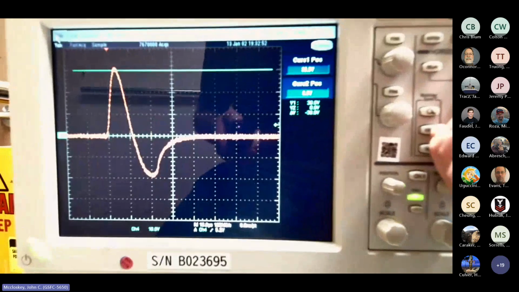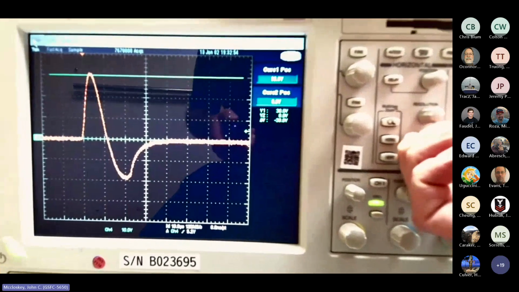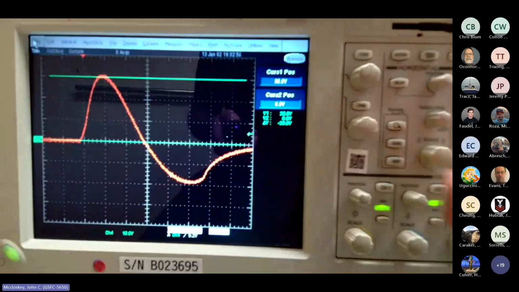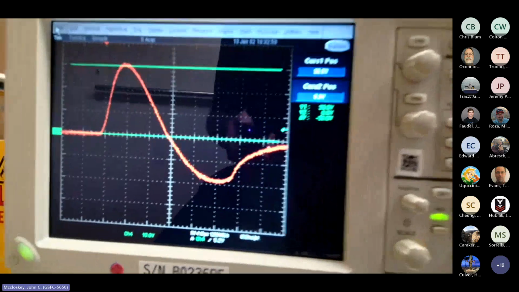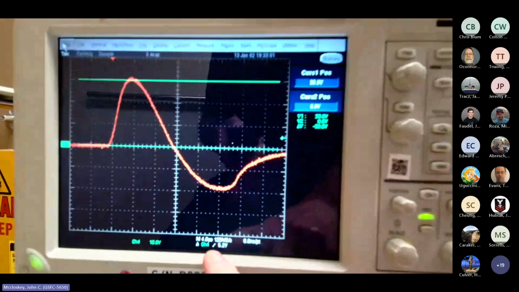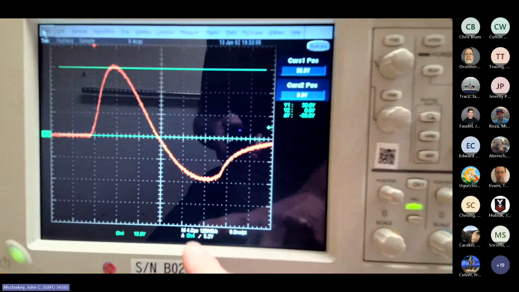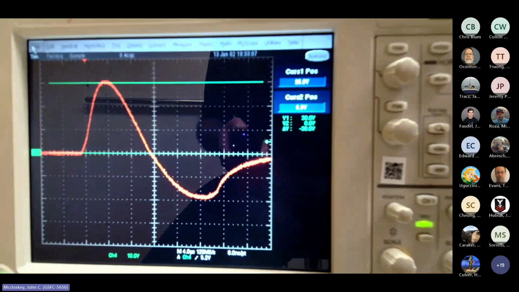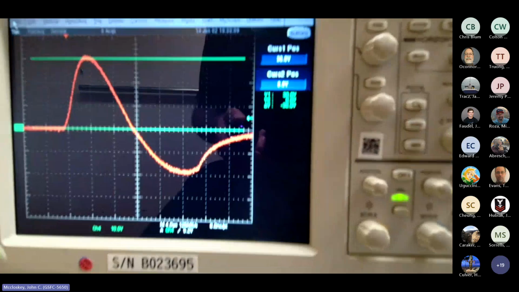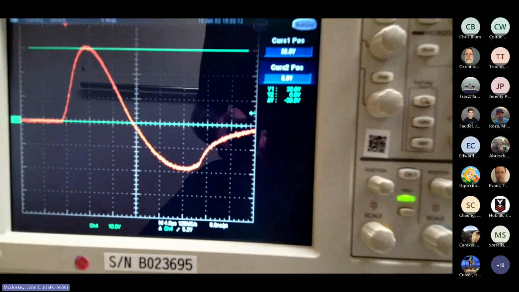I'm going to move our horizontal scale to 5 microseconds per division. This is a lovely scope where it goes from 10 to 4. Anyway, I don't know why they do that. I prefer if it goes 10, 5, and 2, but there we are. So it's 4 microseconds per division.